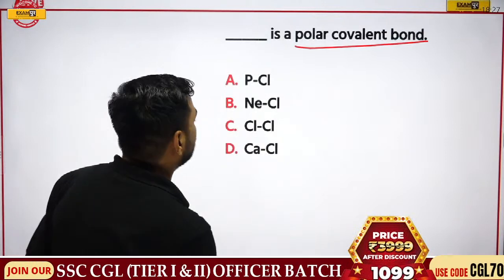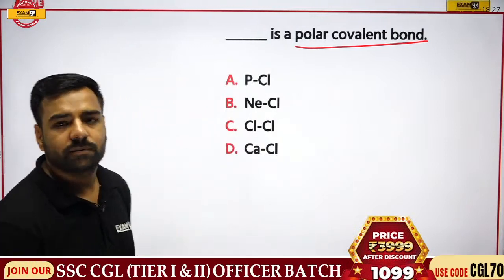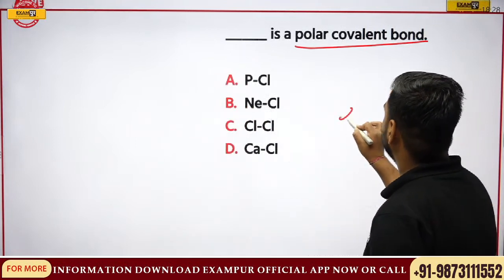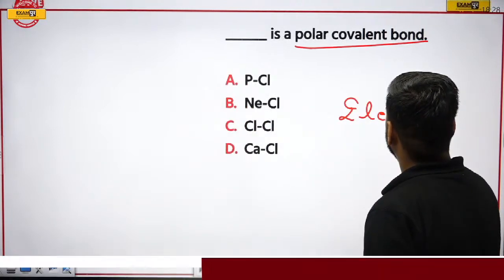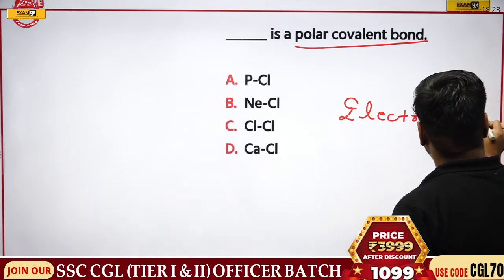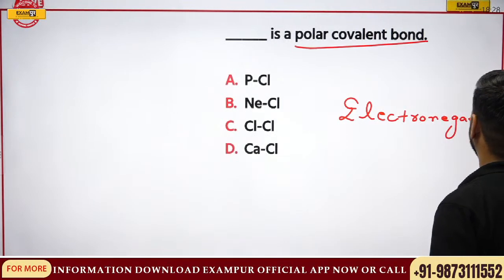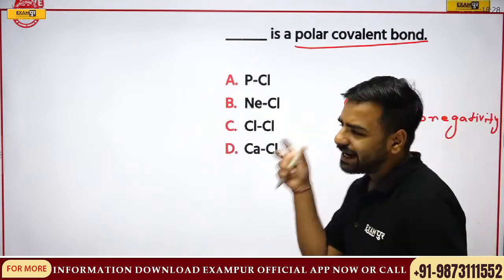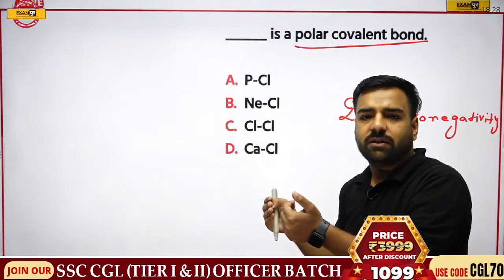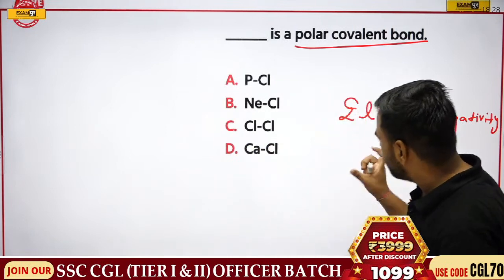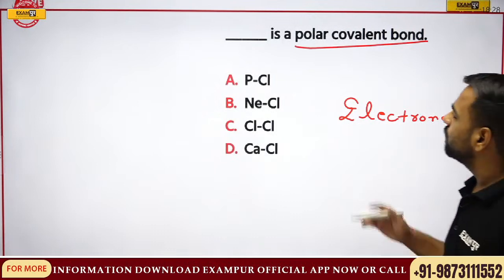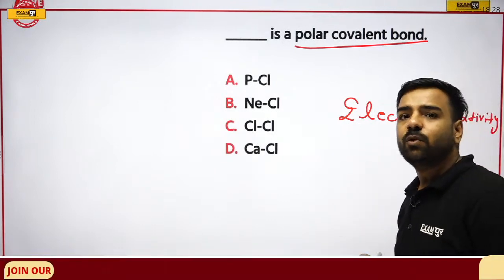See, whenever there is unequal sharing of electrons, unequal sharing of electrons means what? Here comes the concept of electronegativity. If one of the atoms is more electronegative, it will try to attract the electrons, or we can say that even the bond can shift, right? So whenever there's unequal distribution of these electrons, this would be your polar covalent bond.